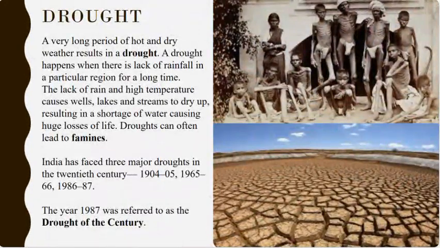Droughts are long periods of hot, dry weather with little or no rainfall. This causes water sources like wells, lakes, and streams to dry up, leading to water shortages, crop failures, and sometimes famines. India faced three major droughts in the 20th century, 1904-05, 1965-66, and 1986-87. The year 1987 is known as the drought of the century.